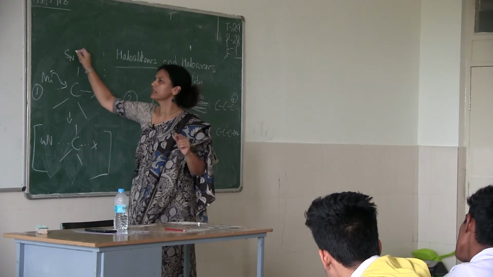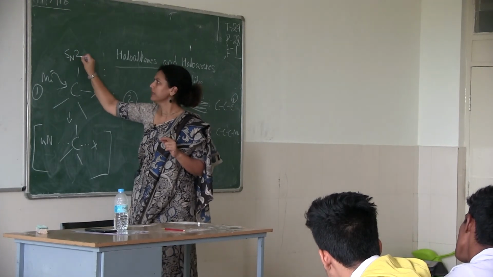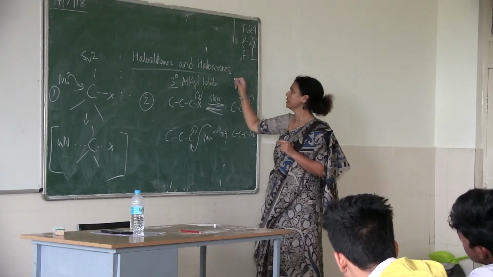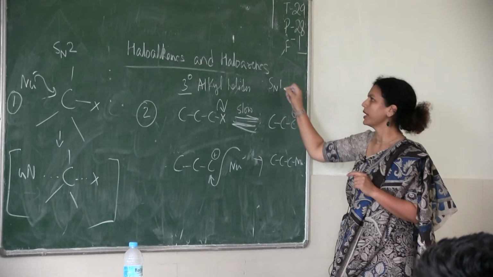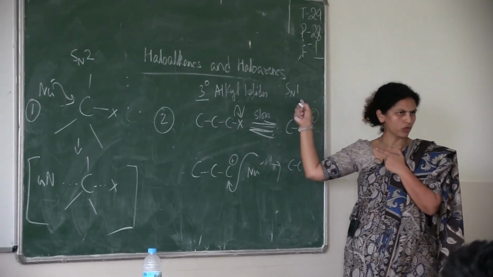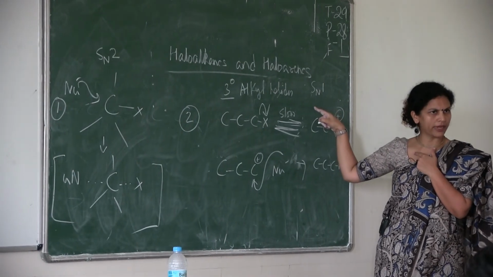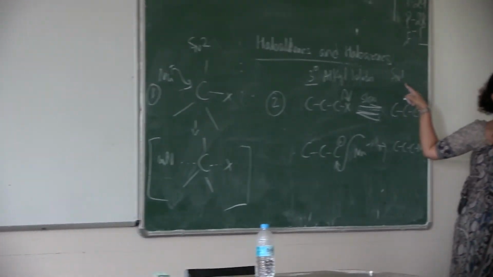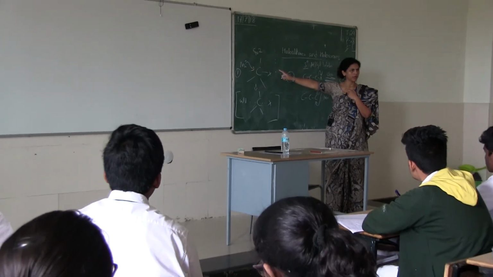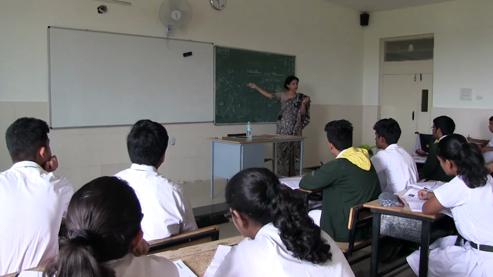This mechanism is called the SN2 mechanism, okay? And this mechanism is called SN1. Now do the 1 and 2 make any sense here? S is substitution, N is nucleophilic, 1 is unimolecular, and 2 is bimolecular, right? Have you understood the difference between the two?